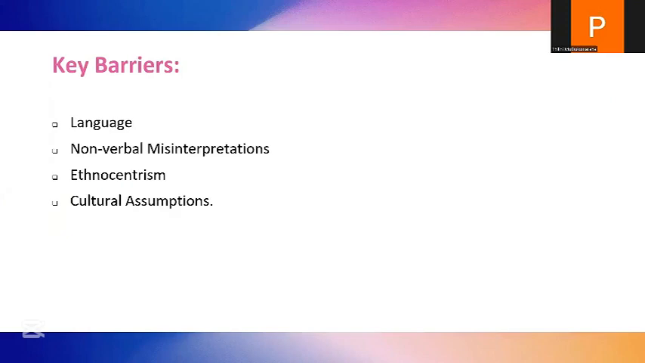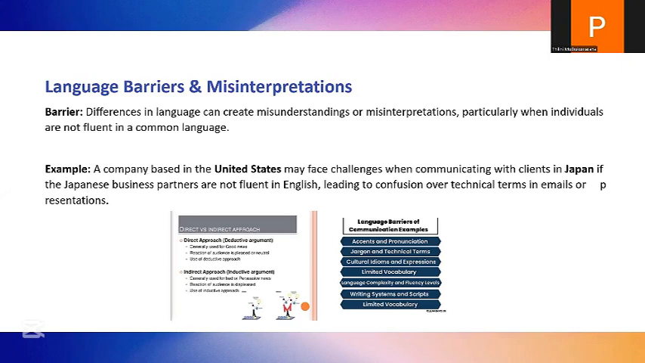So when we deal with communication and interaction, these are the four main things we see, right? We can have language barriers, and also misinterpretations of nonverbal cues. And then we can have ethnocentrism and also cultural assumptions. These are the barriers we have to overcome. So first of all, we'll go into details of language barriers.